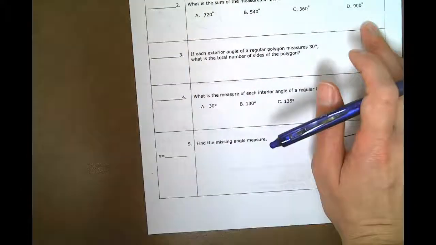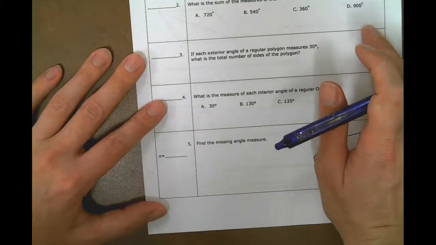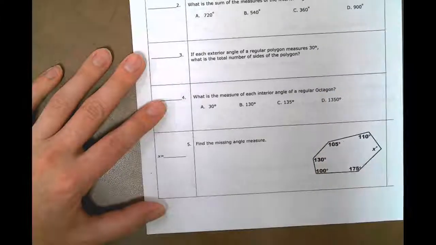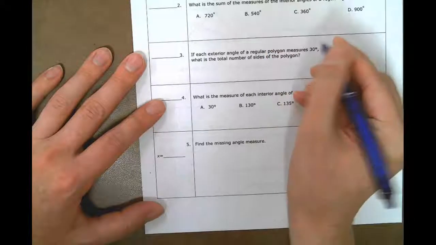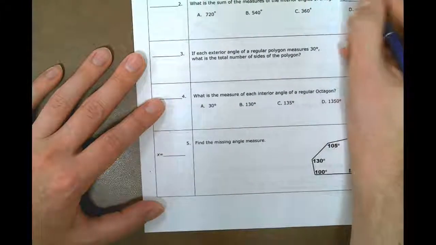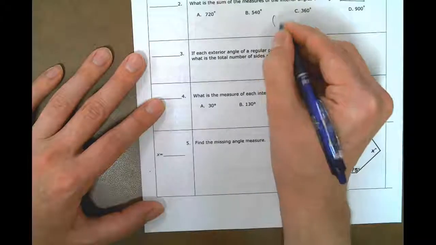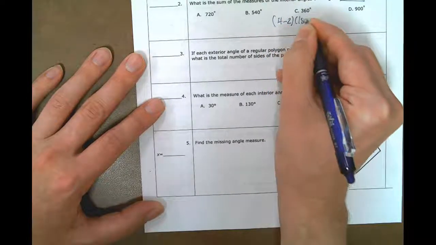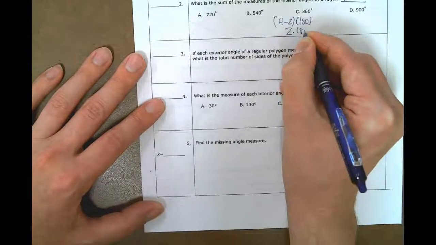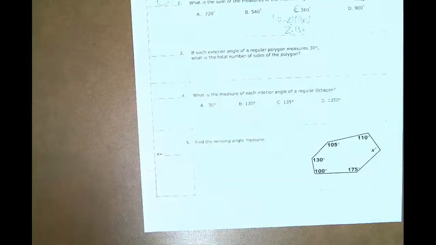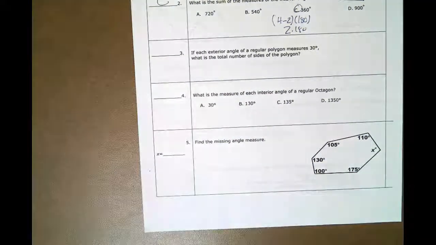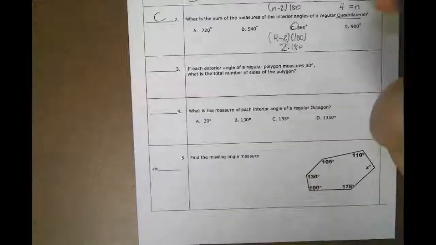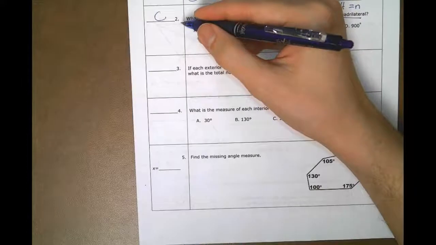Okay. What is the sum of the measures of the interior angles of a regular quadrilateral? The sum of the measures of the interior angles is simply n minus 2 times 180. A quadrilateral has 4 sides, so n is equal to 4. 4 minus 2 times 180 is 2 times 180, which is 360.